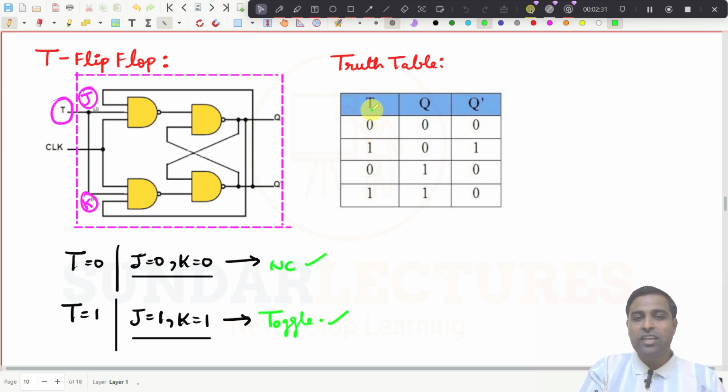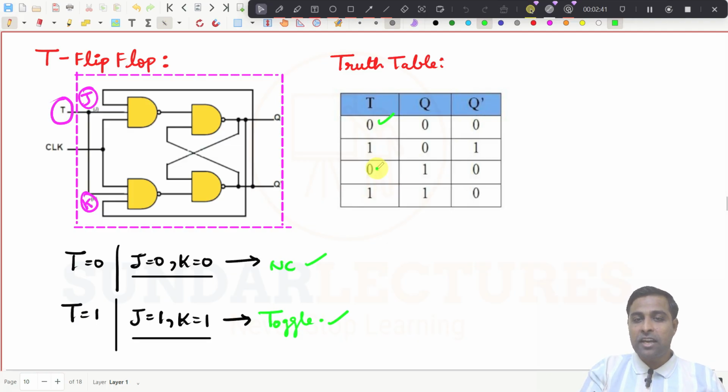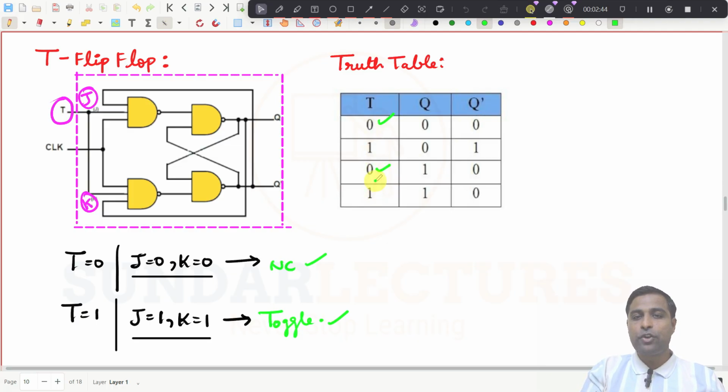For example, if T is equal to 0 and the present state is 0, what should be the next state? It will be 0. Since it is a no change condition, it will stay. Maybe I will write it down again, because this truth table is a wrong one.